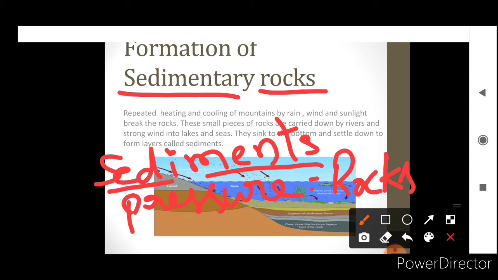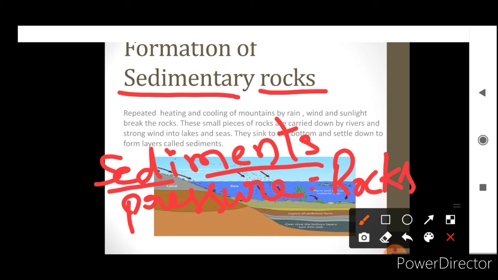Understood? So sedimentary rocks are formed from pebbles, sand, mud or clay. Whenever the big boulders are broken down, they form pebbles, sand, mud or clay. These are all carried into the seas and form the sediments. Due to the pressure, they get a hardened shape like rocks and form sedimentary rock. The major portion of the earth's surface is covered with sedimentary rocks.